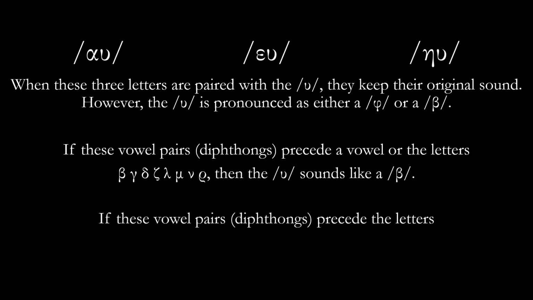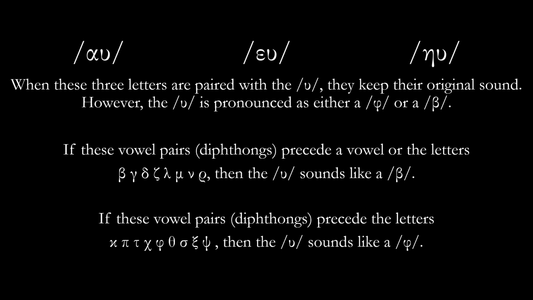If these vowel pairs precede the letters kappa, pi, taf, chi, fi, theta, sigma, xi, and psi, then the epsilon sounds like a phi. Now, you don't have to memorize these because eventually, the more you practice speaking, the more you're going to realize that it's just easier to pronounce it one way than the other. There are technical reasons for all of these, but for now, this is just a basic introduction to the rules.